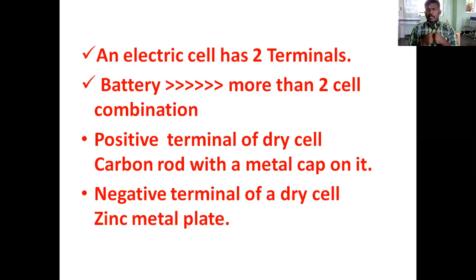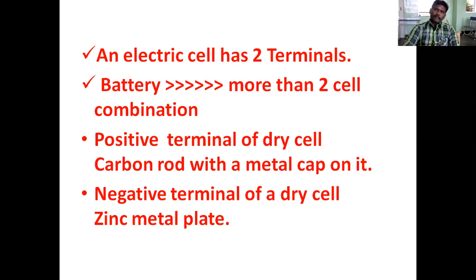And the positive terminal of the cell is made up of which material? Carbon rod with the metal cap. If they ask particularly what the material is, we just write it is carbon, a carbon rod. And in some batteries we use copper. Copper acts as the positive terminal, and the zinc rod acts as the negative terminal. There are a variety of cells. Some cells, especially the Daniell cell, we are going to study in the higher classes. In some cells the positive terminal is copper, and in some it is a carbon rod. And in most cells, the negative terminal is a zinc metal plate.